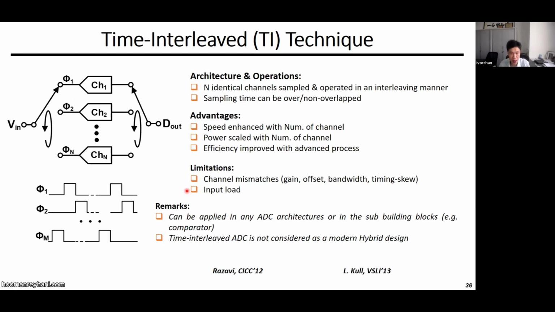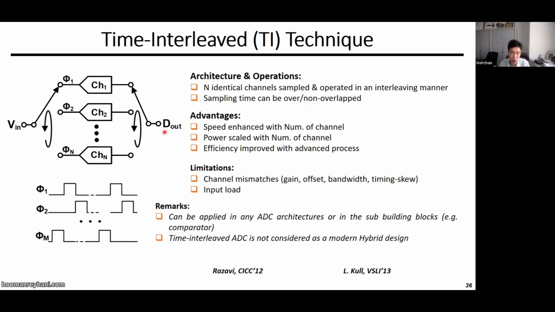So here shows the time interleave ADC architecture, which consists of N channels, where you get an analog input Vin and a digital output Dout. These N channels are identical to each other, and they sample and operate in a time interleaving manner. As you can see later on, the interleaving clock can be overlapping or non-overlapping during the track time. So what is the difference between the overlapping and non-overlapping? That will be explained in a later slide.